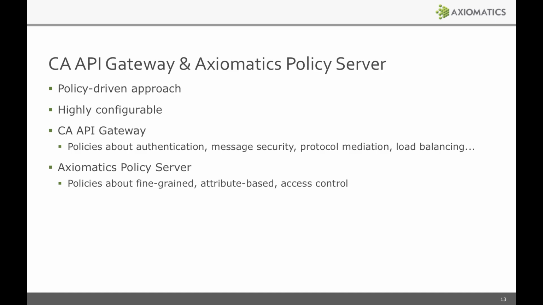Now, when you bring together, on the one hand, the CA API gateway and the Axiomatics policy server, what you end up with is a policy-driven approach. The API gateway is configured using declarative policies that dictate the different steps you have to take your API messages through, encryption, decryption, authentication, so on and so forth. But at the same time, you also use the authorization policies within the Axiomatics policy server. And that's great, because now you have two policies, one that focuses on message security and routing, and the other one that focuses on the fine-grained authorization. It also means that it's extremely easy to configure, reconfigure, and adapt the solution to your different APIs as they grow over time.